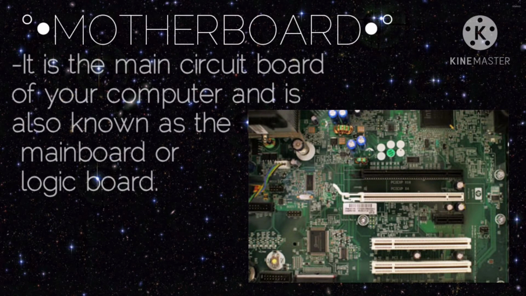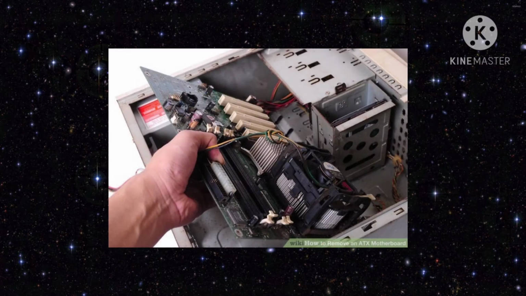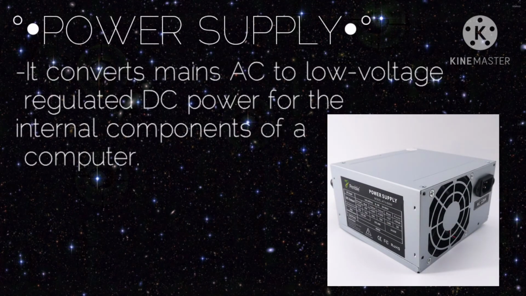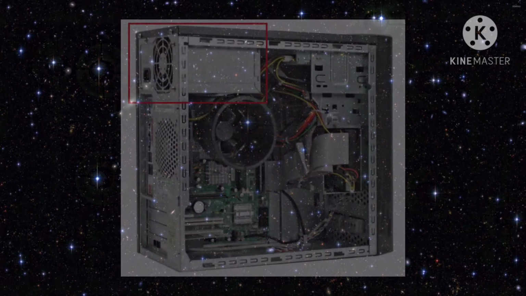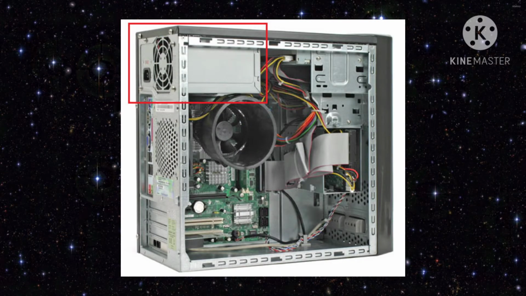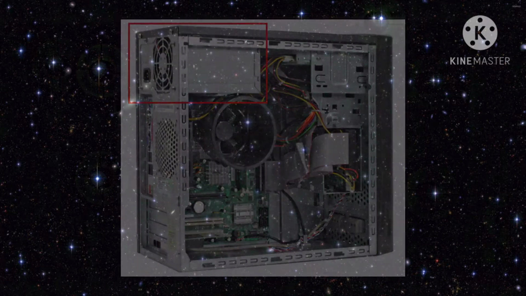Motherboard. It is the main circuit board of your computer and is also known as the main board or logic board. It is located inside the system unit and is where most of the parts and computer peripherals connect. Power supply. It converts main AC to low voltage regulated DC power for the internal components of a computer. The power supply is located at the back of the computer, usually at the top. However, many more recent tower computer cases house the power supply at the bottom back of the case.